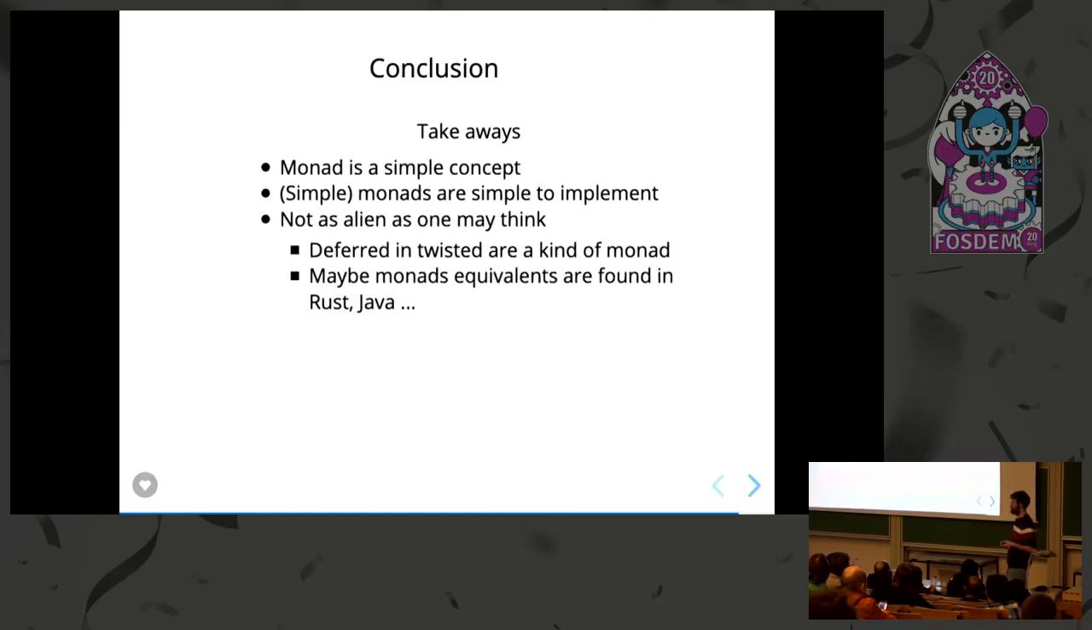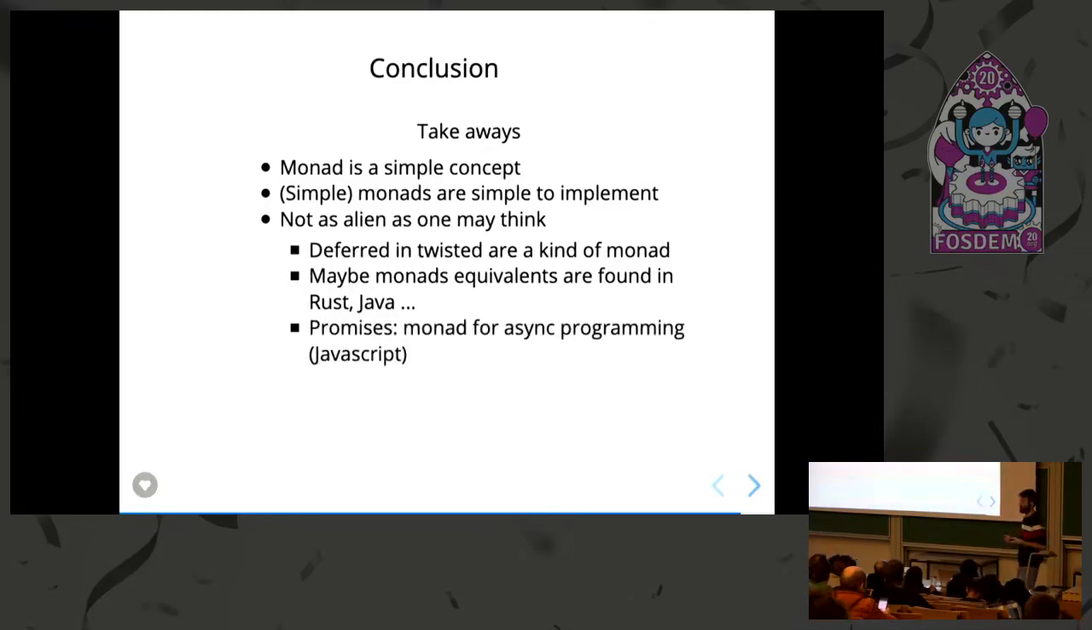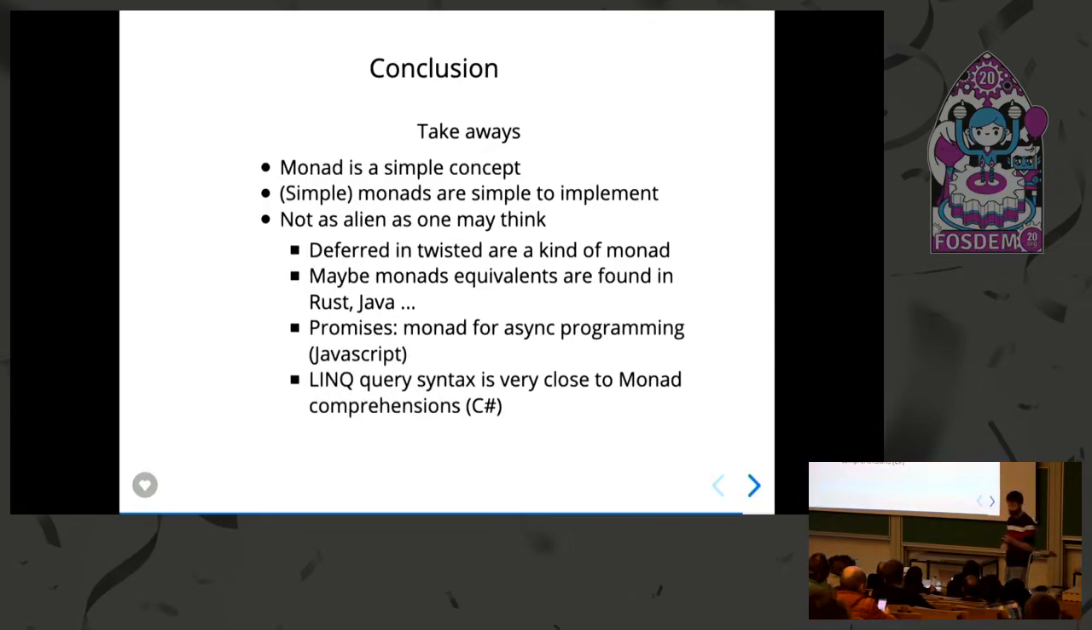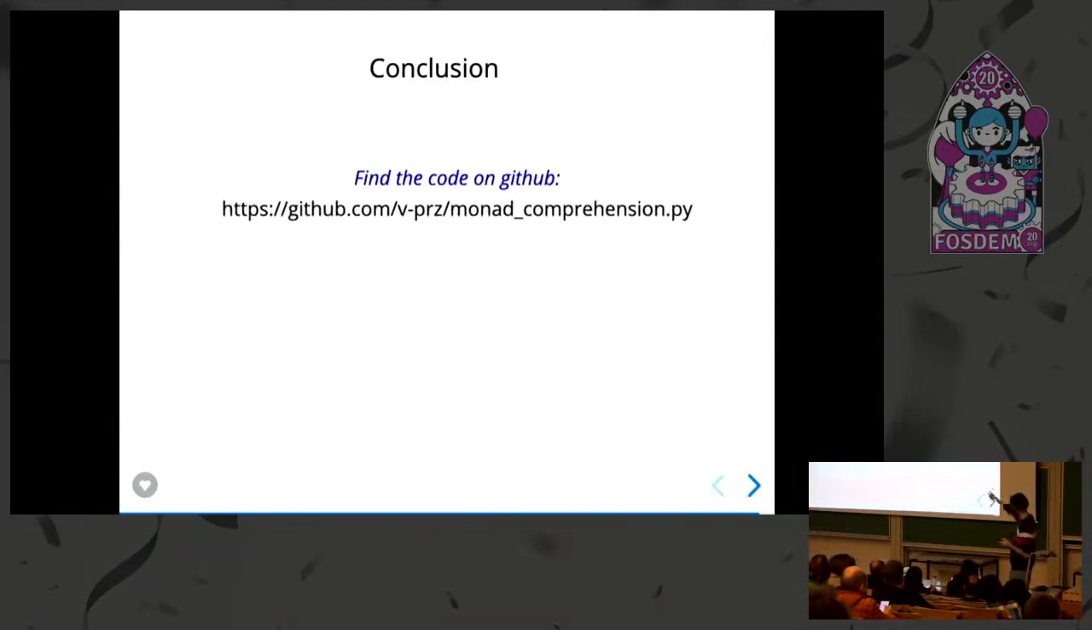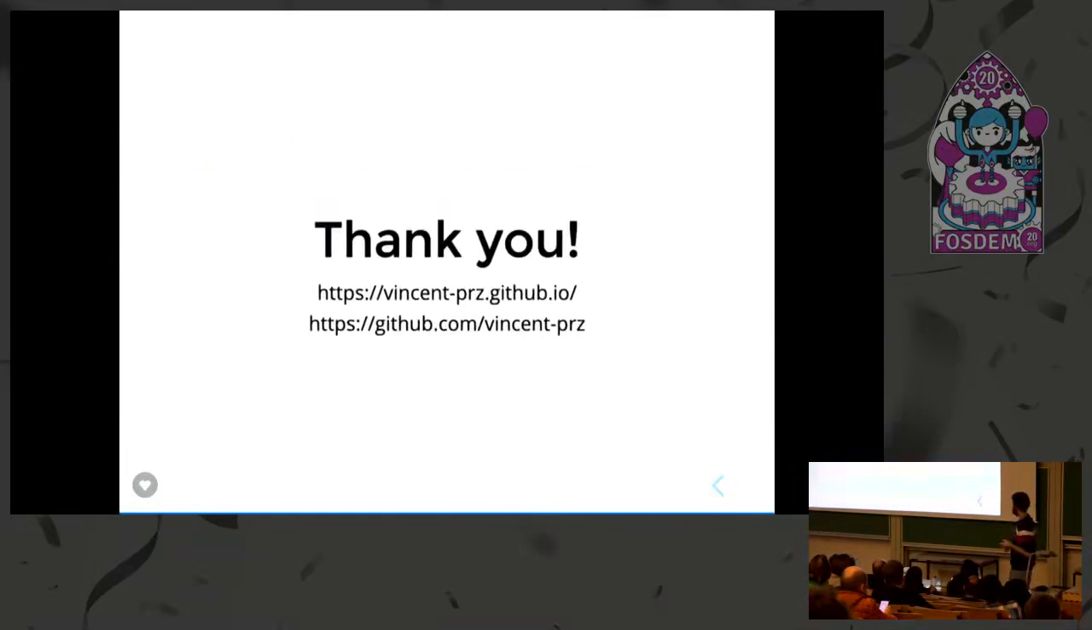There are some maybe monad equivalents which are found in other mainstream languages such as Rust and Java. Promises are kind of monads in JavaScript. The LINQ syntax is very close to monad comprehension in C#. Here are some references from which I took heavy inspiration. You can find the code on GitHub. And thank you.